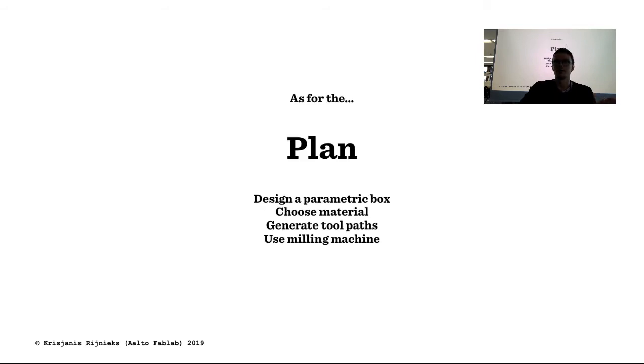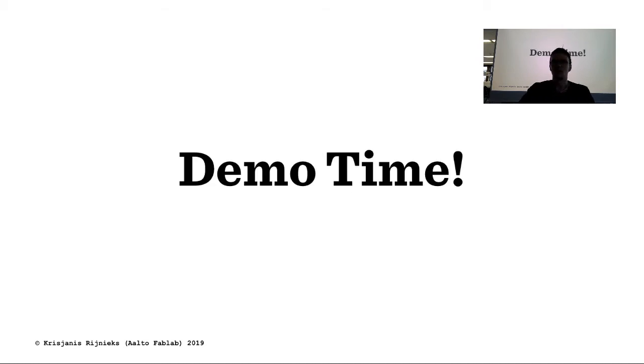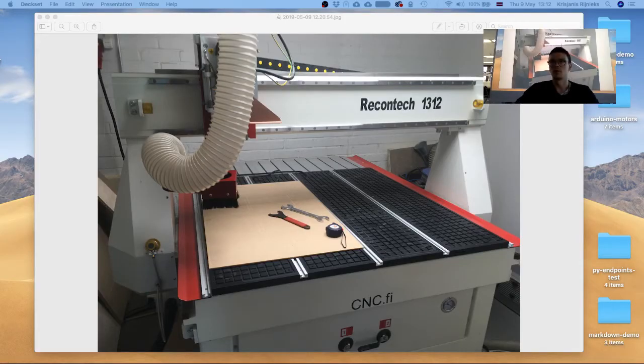And the plan is to design the parametric box, then choose the material from our scrap material storage, and then generate toolpaths, and then use the milling machine where we have the camera. And now demo time. So let's open up Fusion 360.